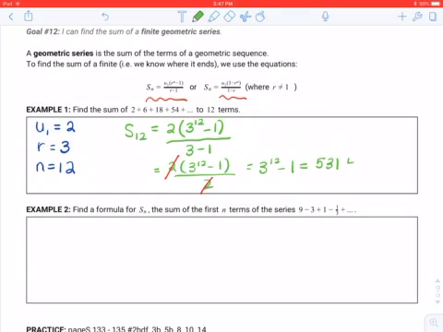of 531,440. So if I took the first 12 terms of this sequence and added them together, the sum would be 531,440.